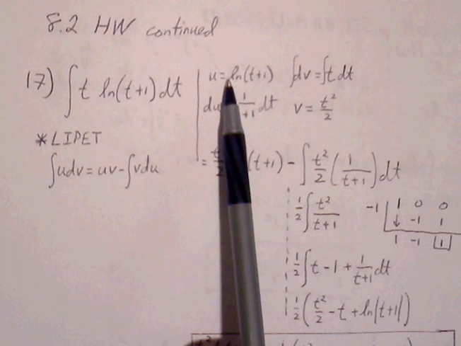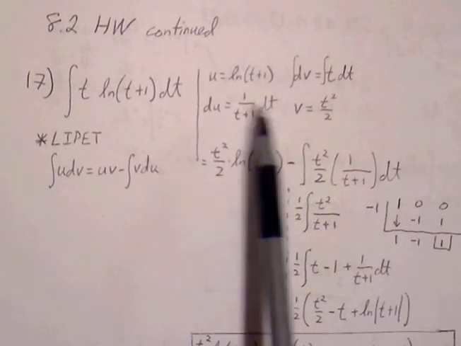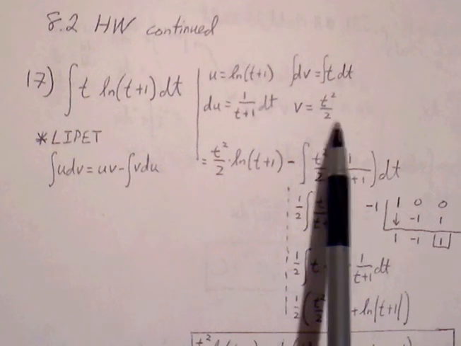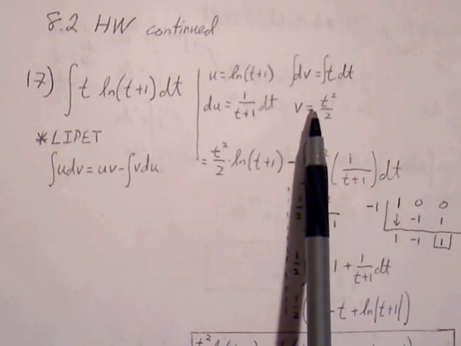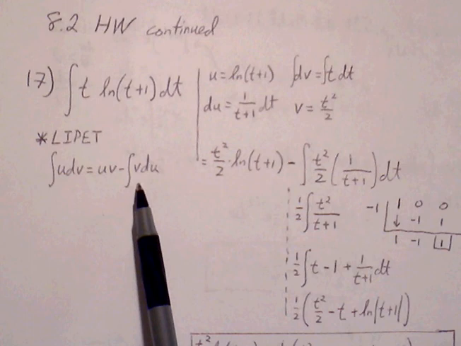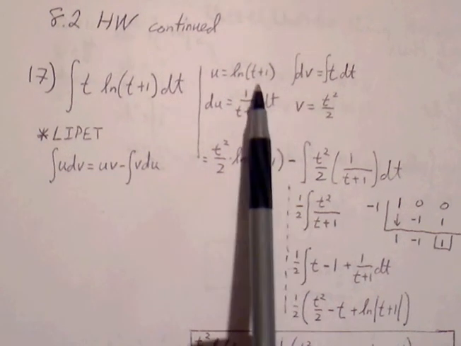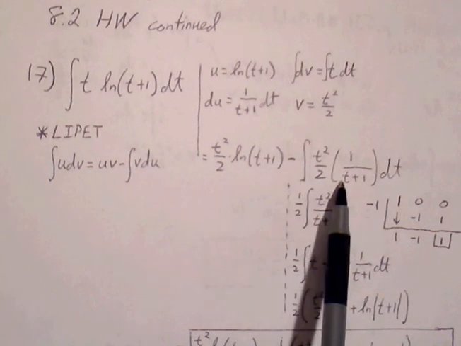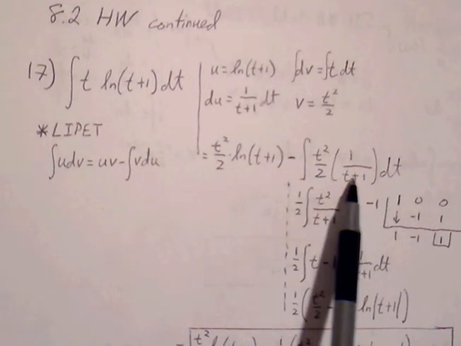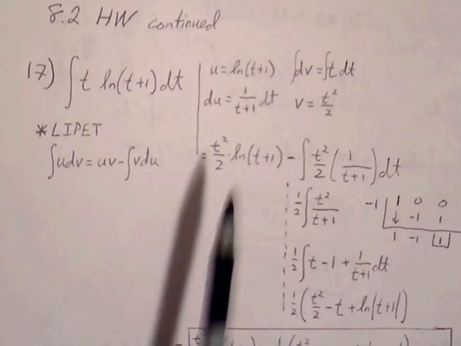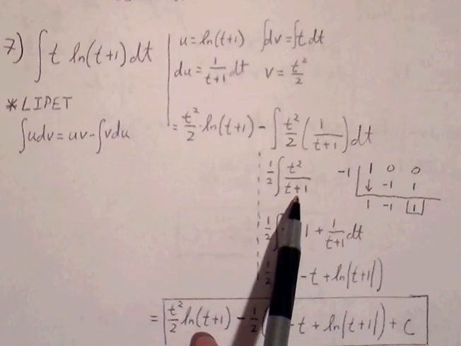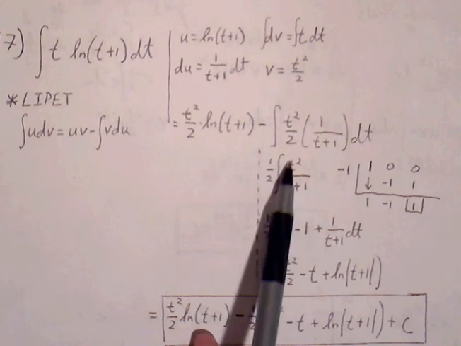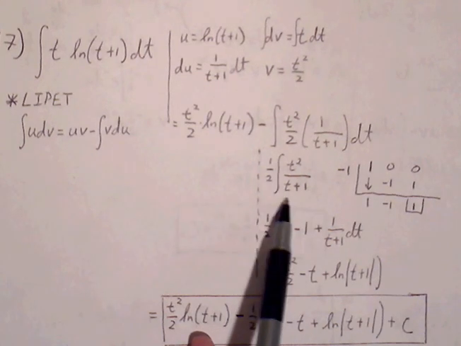We find the derivative of natural log, which is 1 over t plus 1. The integral of t, we go through power rule, so t squared over 2. Okay, we plug into our formula, uv minus integral of v du, so u times v, that's given here, minus the integral of v times du. Now, if we combine this together, we're going to get t squared over t plus 1. We can pull the 1/2 out as a coefficient. And in this problem, we actually have to go through synthetic division.